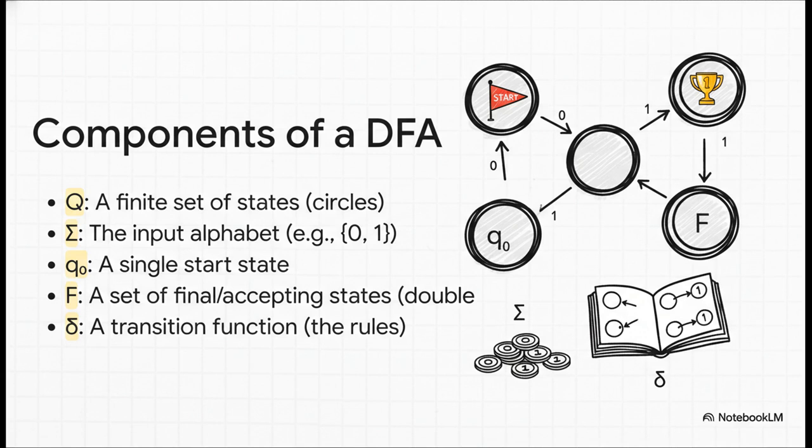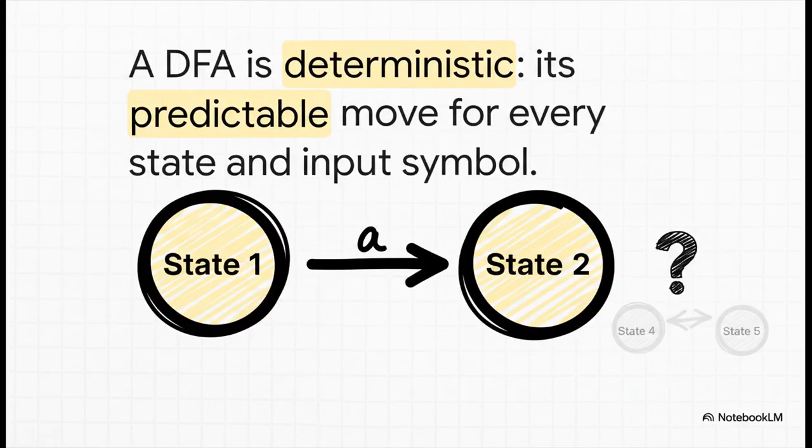And the arrows, those are the rules of the game, telling you exactly where to move next based on the input symbol. Now that first word, deterministic, is super important. It means this machine never has to guess. It's not playing with dice. For any space you're on and any input symbol you read, there is only one, and I mean only one possible next move. It's completely predictable.